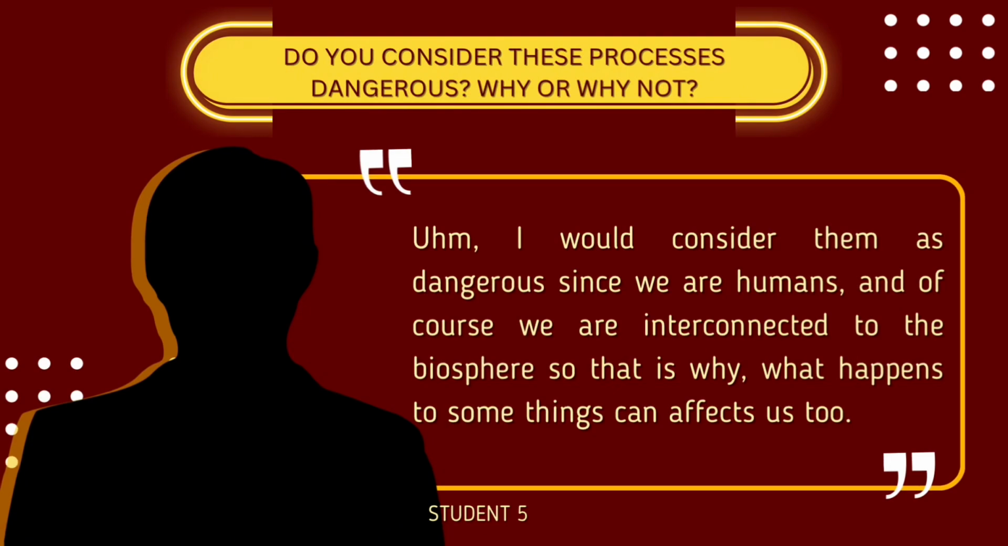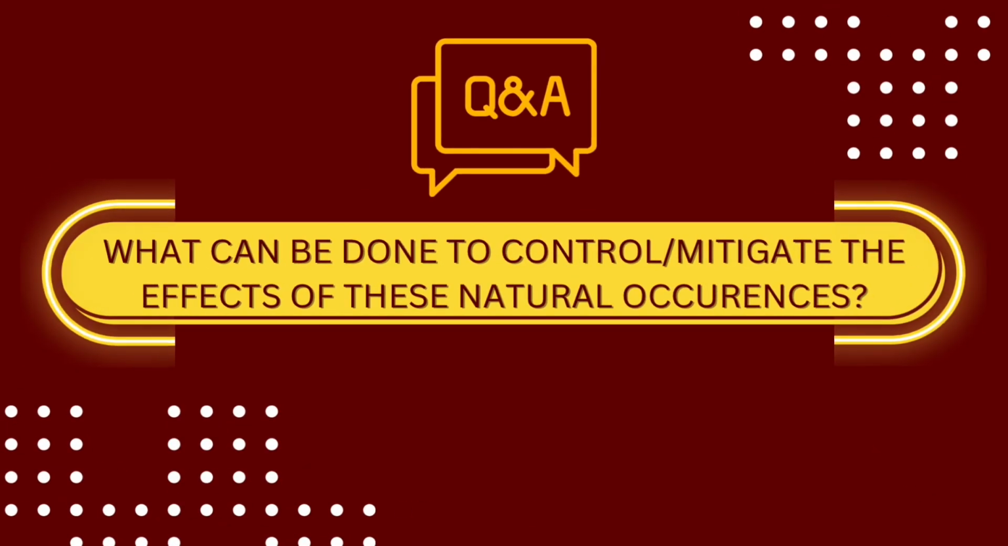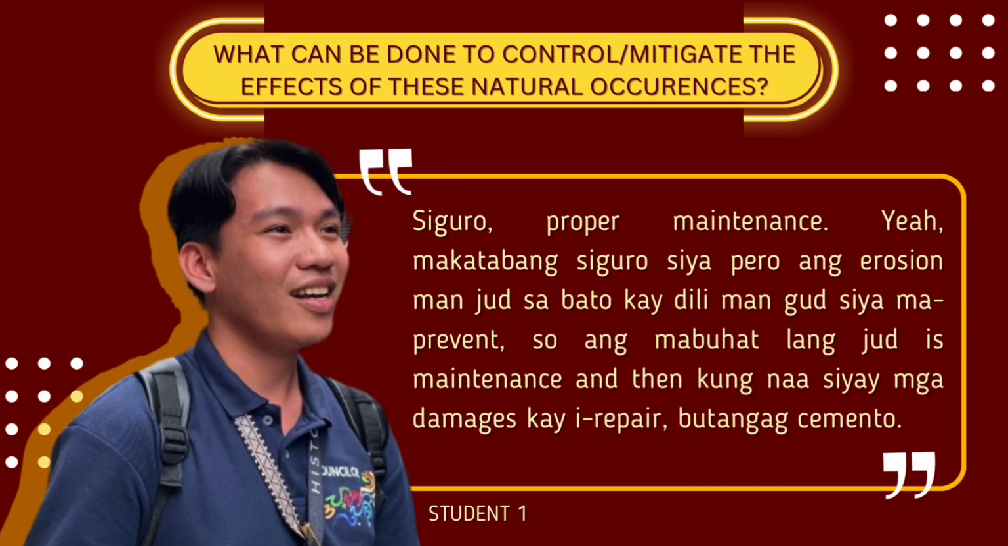What can be done to control or mitigate the effects of these natural occurrences? Student 1 believes that proper maintenance can help, but since rock erosion cannot be prevented, the key is regular upkeep and repairing any damage with materials like cement.